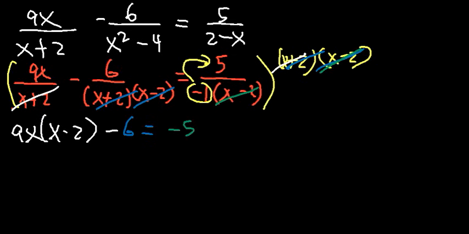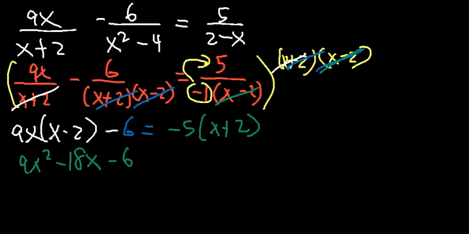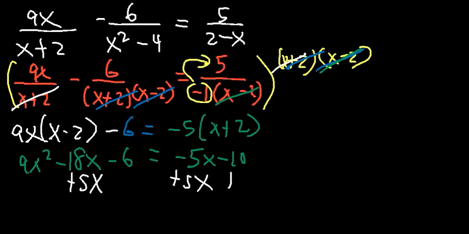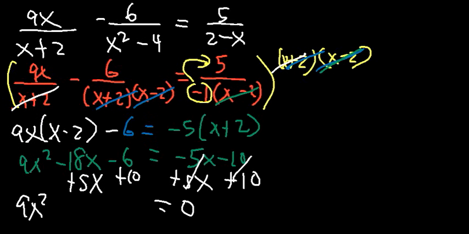So we get negative 5 times x plus 2. So distributing the 9x, we get 9x squared minus 18x minus 6 is equal to negative 5x minus 10. So let's add 5x to both sides. And let's add 10 to both sides. So we get 9x squared, which is negative, and negative 18x plus 5x, that's negative 13x, and negative 6 plus 10, that's 4. So can we factor this expression?